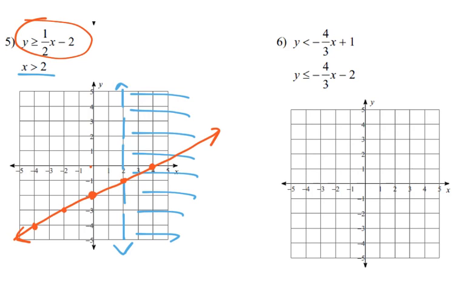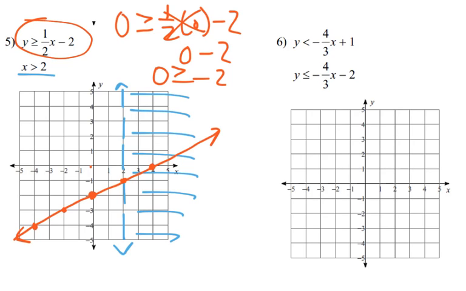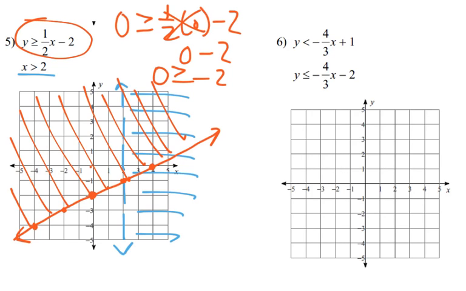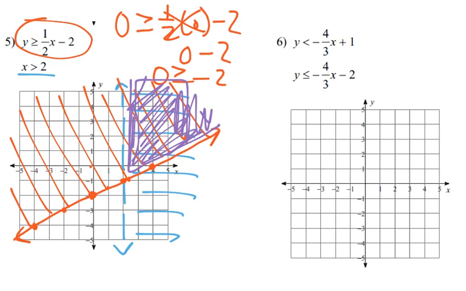Where do I shade? Pick 0, 0. 0 for y, 0 for x. That becomes 0 minus 2 is negative 2. Is 0 greater than or equal to negative 2? It is, so I shade this side above. Where do they overlap? Right there. That's my answer. Where the sides overlap is where we have our answer. So that's all we do.